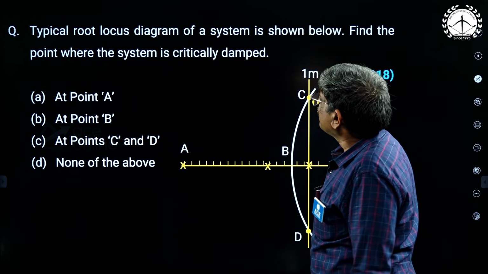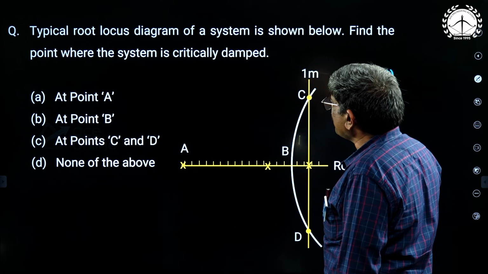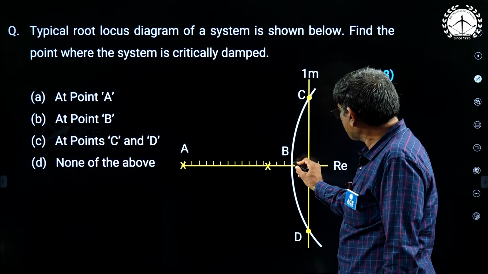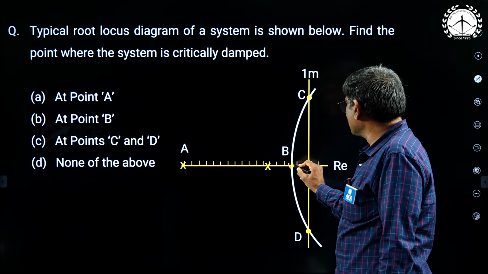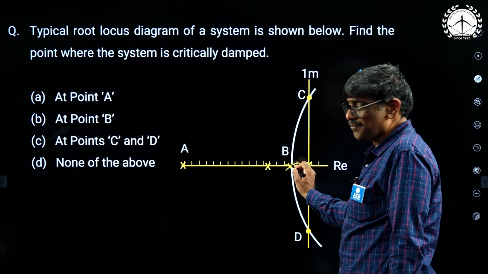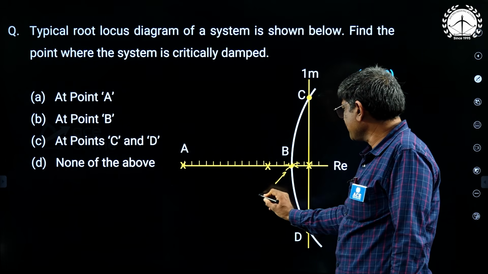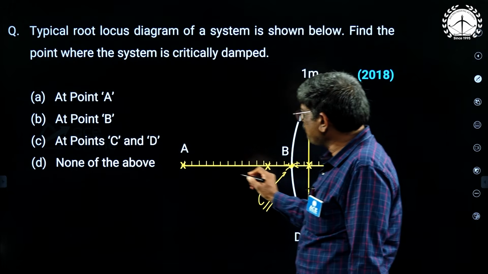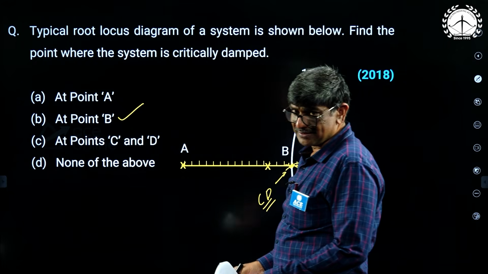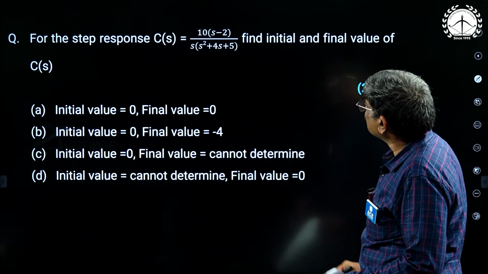Here a typical root locus diagram is shown where the system is critically damped. We know it, poles on the real axis which are repeated. Here one pole coming, here one pole coming, repeated, and at this point critically damped. That means at point B the system is critically damped.